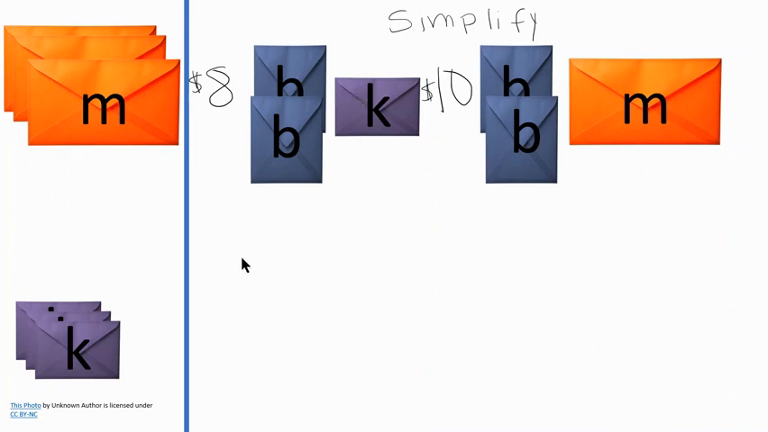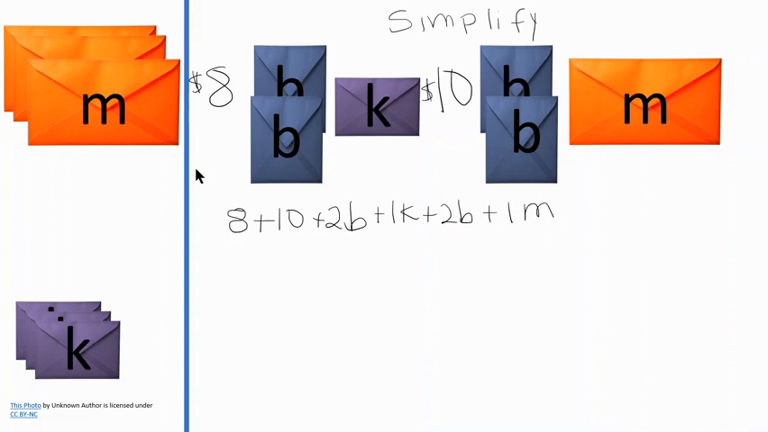I am going to do it first in numbers. So I know that I have $8 and $10. I can put those together because I know how much money that is. So I have 8 plus 10. Then I have 2 black or blue envelopes. So I'm going to call that 2B. I have 1K. And I have 2B here. And I have 1M here.